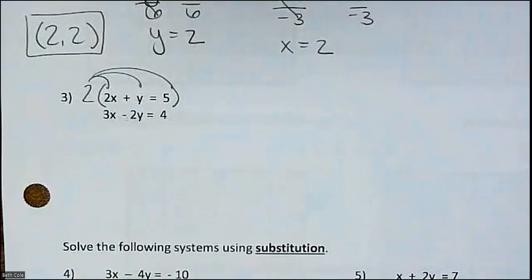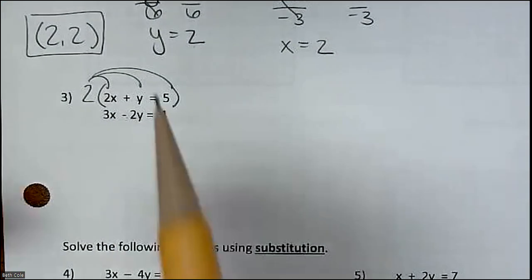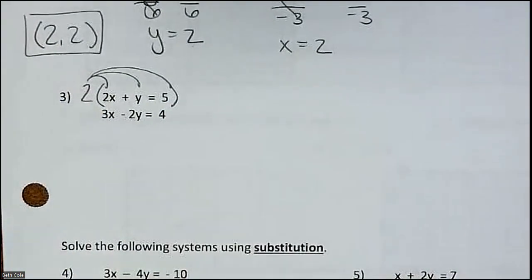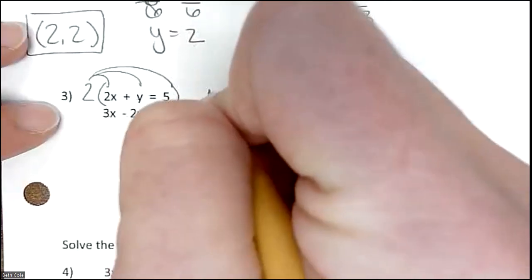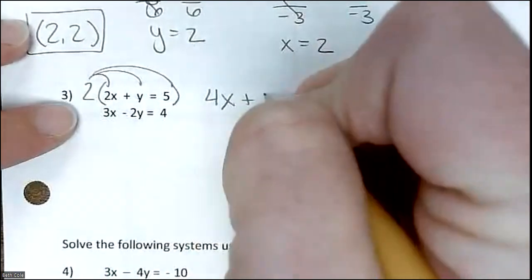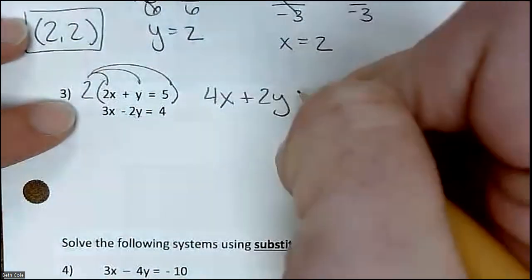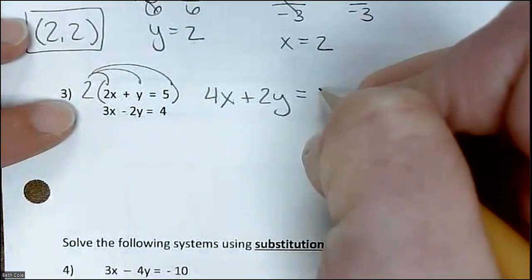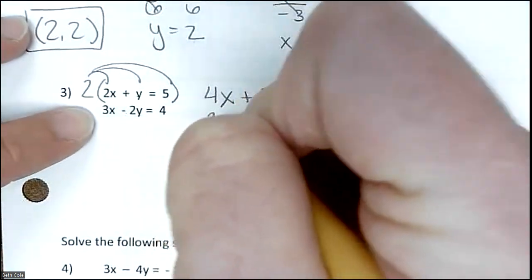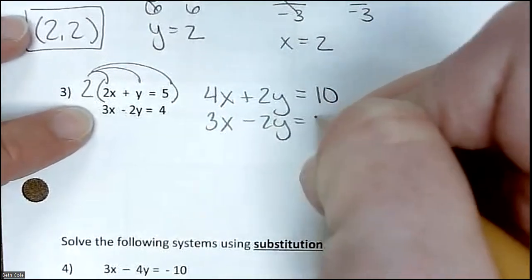And everyone's always like, where'd the 2 come from? We came up with it. That has to come from you. You have to look at it and go, oh, that's what I need to adjust by. I believe in my heart you can double things. All right. So if you distributed 2, that's going to give you what? Okay, good. 4x plus 2y, good, equals 10. The other equation you are simply going to copy.